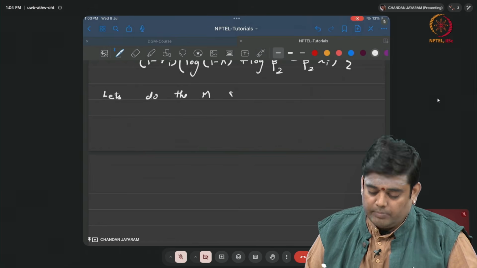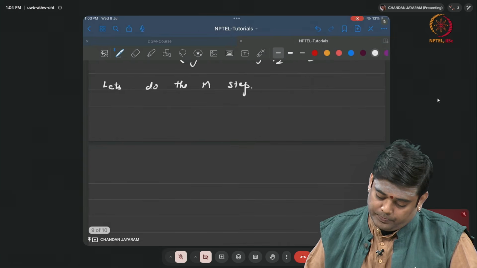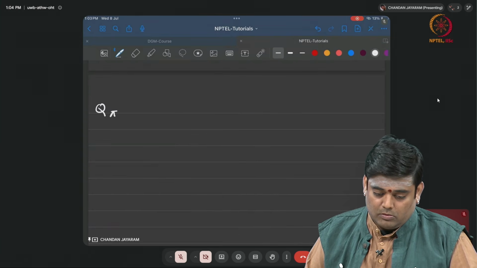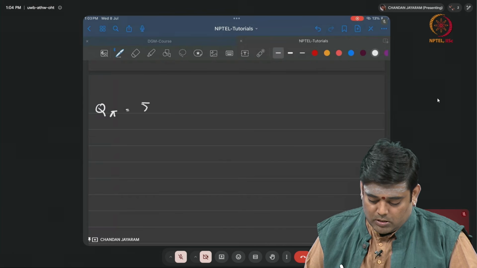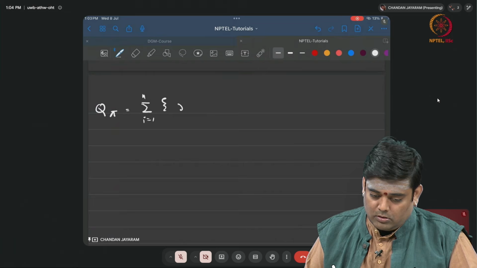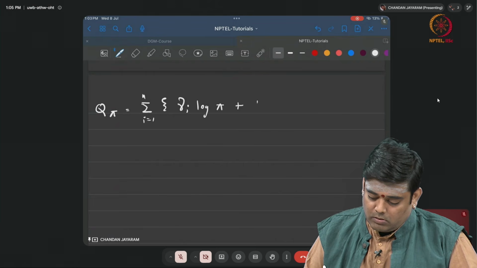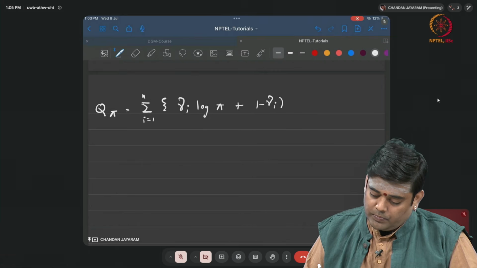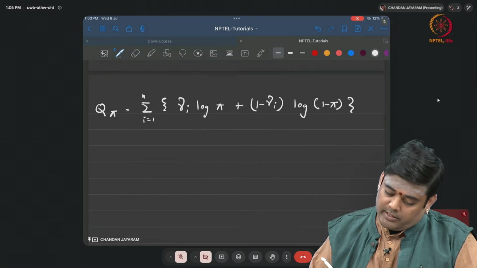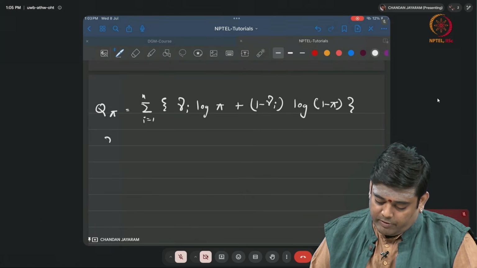Now let us do this M step. What is the first thing? This Q function with respect to pi. Now how does it look? This is summation i equals 1 to n, the coefficient times log of pi, plus 1 minus the coefficient times log of 1 minus pi. This is what you have. Then you take the partial derivative of this Q with respect to pi.